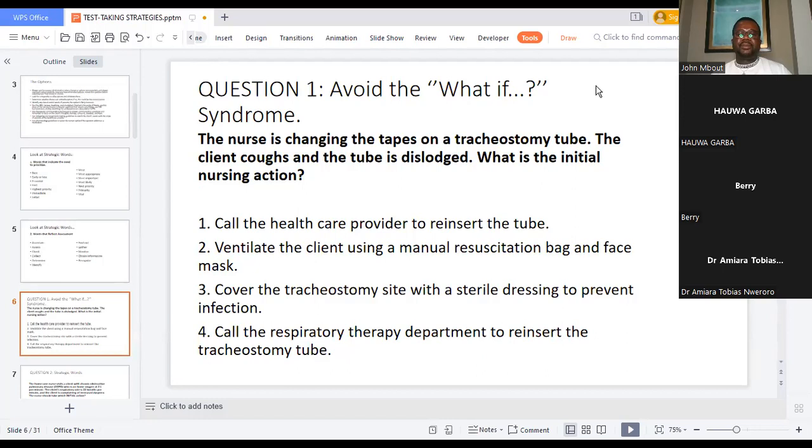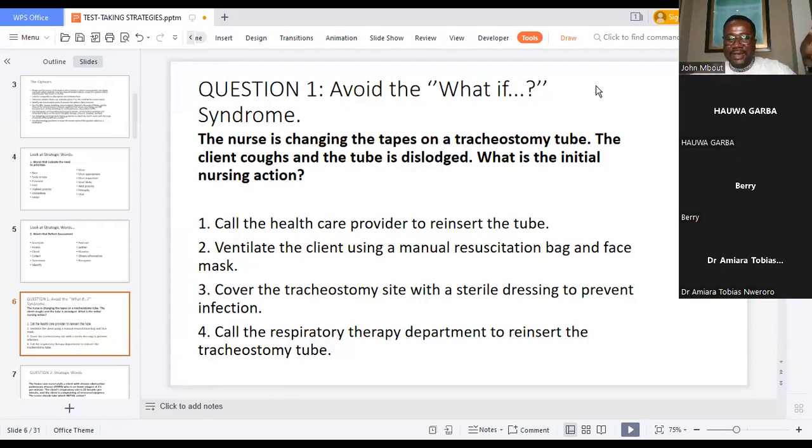Now, this question, I want you to just imagine yourself in the scene of action. You are just watching, and the patient's tracheostomy tube is out. What comes to your mind? Just imagine the anxiety. Just imagine the confusion. I think the first thing you will want to do is, right? Call the doctor.